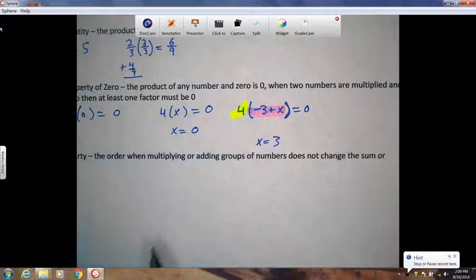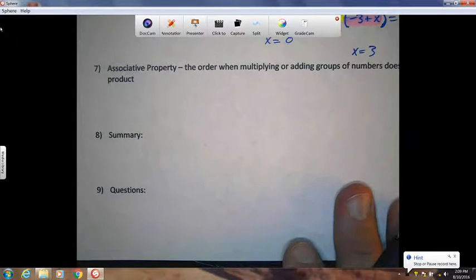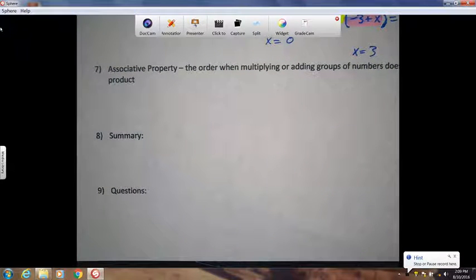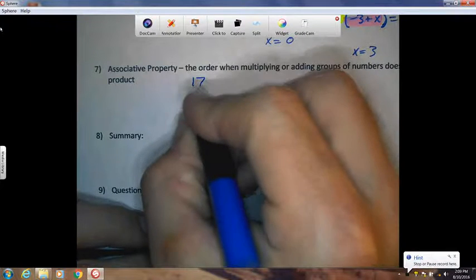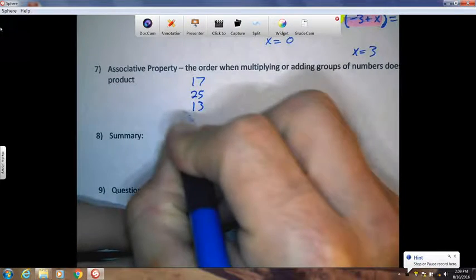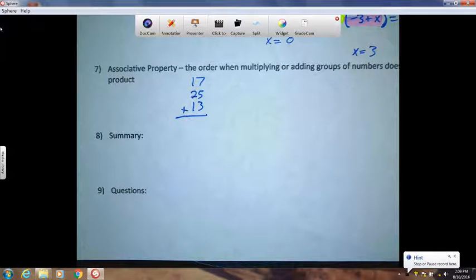And the last one is the associative property. The order when multiplying or adding groups of numbers does not matter, but sometimes it can help you to do it in one order or another. For instance, if I'm adding 17 plus 25 plus 13, I might decide to add 7 and 3 first, because those add to equal 10, and that makes it a little bit easier. So look for things that can make it easier when you're doing that.